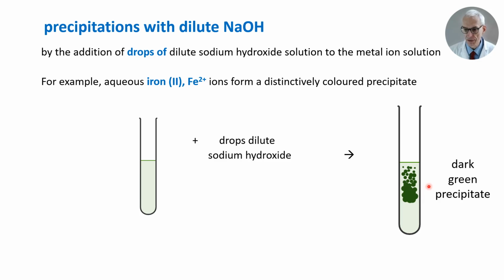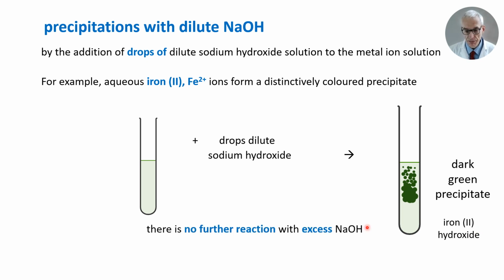What would be the name of that precipitate? Okay, so that would be iron 2 hydroxide. So this is where the Roman numeral comes in. The Fe2+ ion forms iron hydroxide, but we refer to it as iron 2, indicating the charge on the iron ion. Now, if we add further sodium hydroxide, an excess of sodium hydroxide, there is no further reaction. That is, this iron 2 hydroxide is insoluble. You are expected to recall these facts.